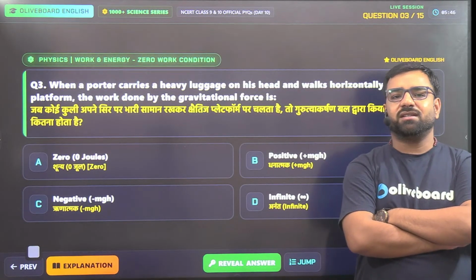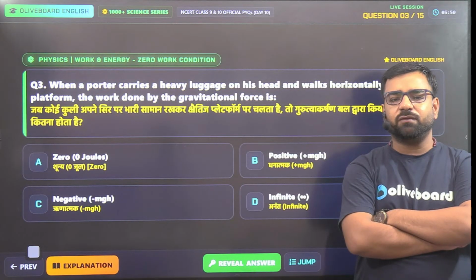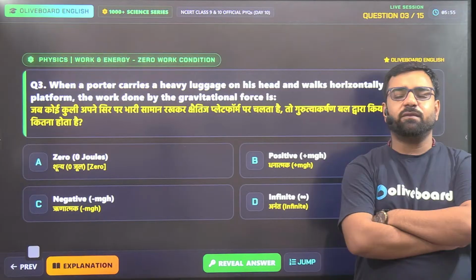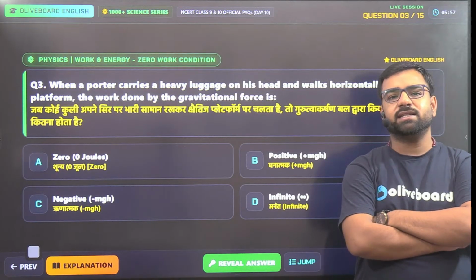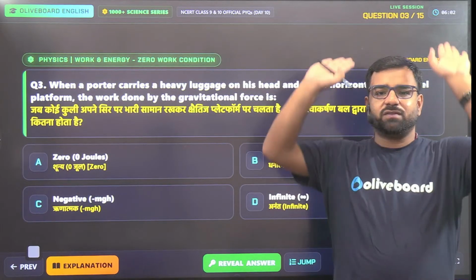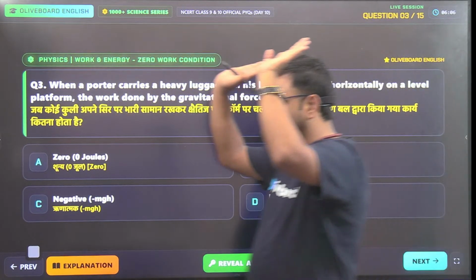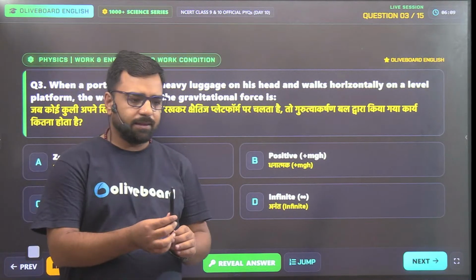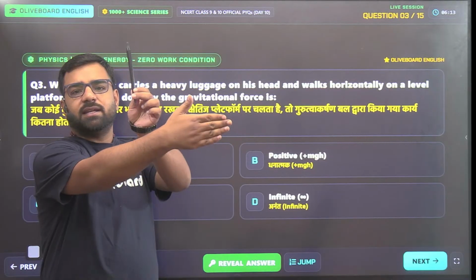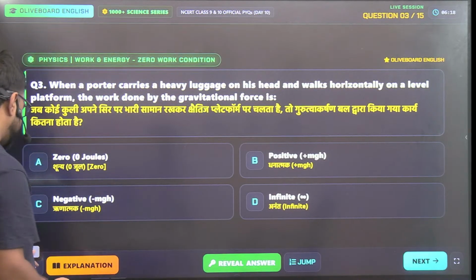Now for this question, guys, we know how we calculate the work. Work is calculated using the formula F into D into cos theta. That means we are multiplying force with the displacement, and theta is the angle between force and displacement. So when the porter picks the load, let's say he is picking the luggage and is moving forward. That means the force is applied upwards, but the displacement is in this direction. This makes this angle 90 degrees.